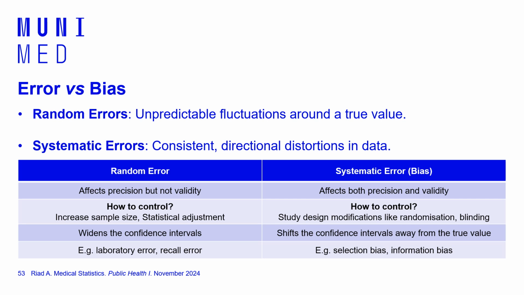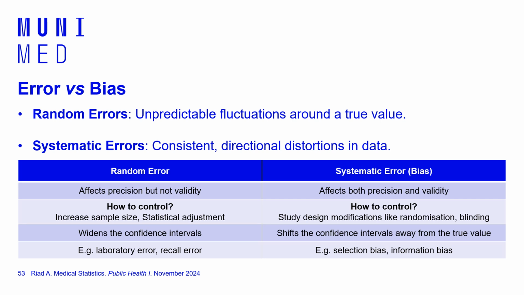If you would like to remove or control the random error, you will either increase the sample size or do some statistical adjustments like standardization or stratification. This is what we learned in the third week about the methods that we use to control for confounding, for example. So the statistical techniques that are used to control for confounding factors can also be used to control for random errors.